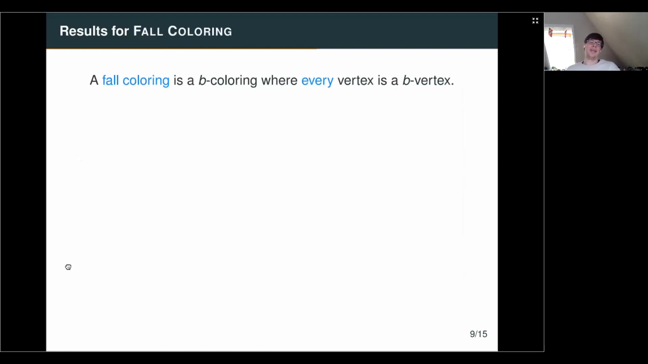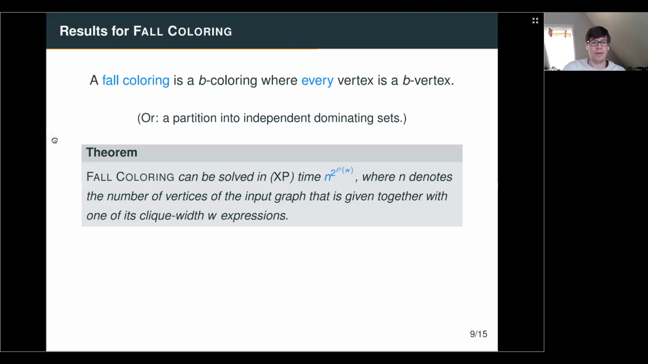Okay, and then we also studied a related variant of B-coloring, namely the fall coloring problem. And the fall coloring is a B-coloring where every vertex is a B vertex. Okay, and then you can see that this is actually equivalent to having a partition into independent dominating sets of the input graph. Now we modify our algorithm and we show that fall coloring can also be solved in the same runtime bound.